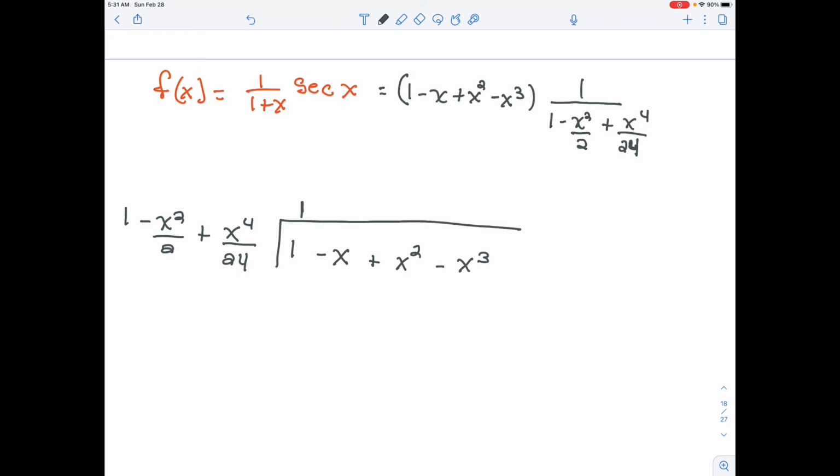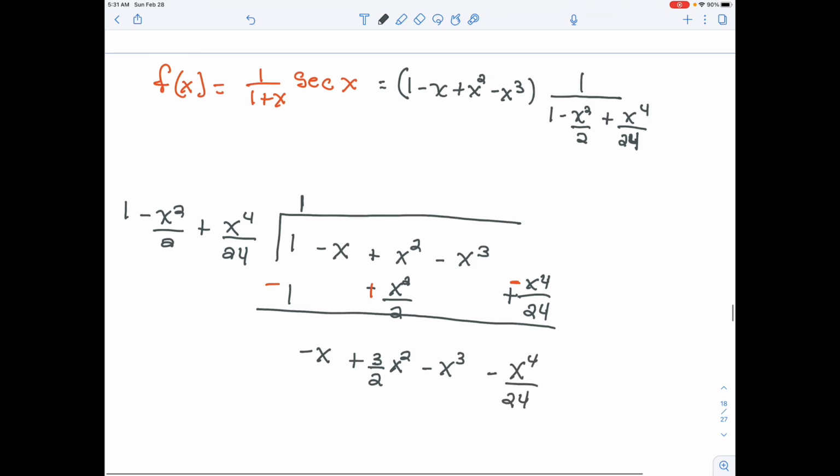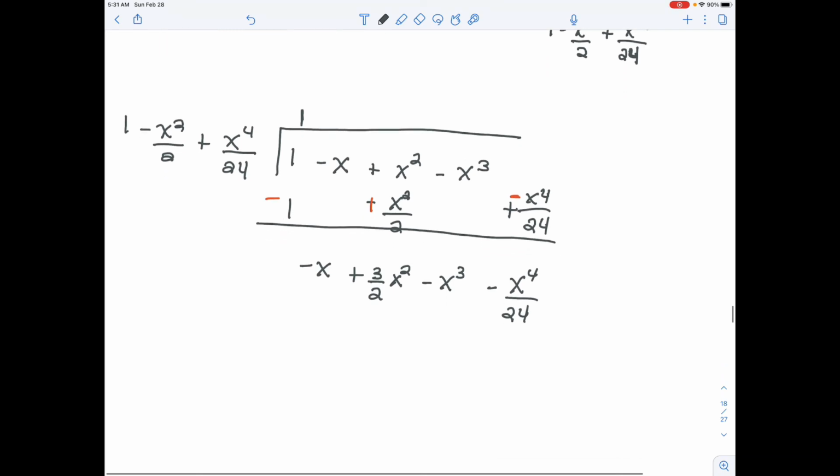First step, I divide by 1, I get 1. So that becomes 1 minus x squared over 2 plus x to the 4th over 24. I subtract. And in subtracting, I get that zeroes out, so I have negative x plus 3/2 x squared minus x cubed minus x to the 4th over 24, which I don't think I'm going to have to go that far to get 3 terms, but we'll see.